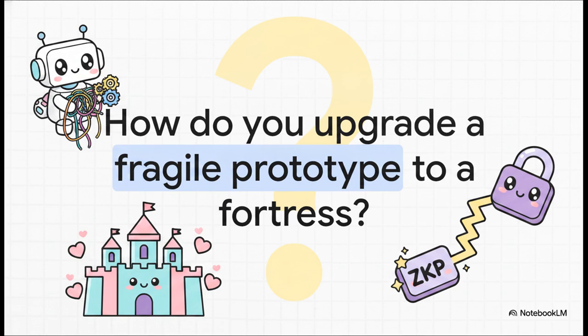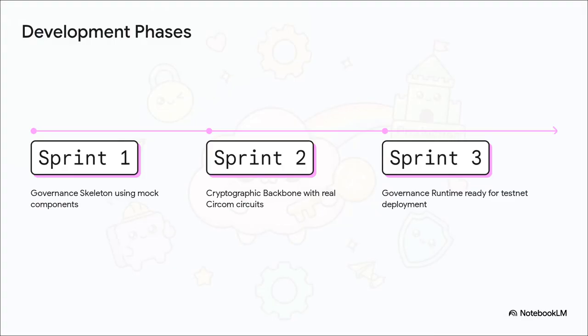Look, when we first stand up a DAO, sure, we use mock components to get the skeleton working. Makes sense. But if you take that MVP simulation into a live, hostile environment, come on, you're going to get exploited in minutes. We absolutely have to rip out those placeholders and swap them out for battle-tested, verified zero-knowledge proofs. We can actually map this transformation out as a chronological, evolutionary blueprint across 3 distinct sprints. It's really cool to watch this system mature step by step.